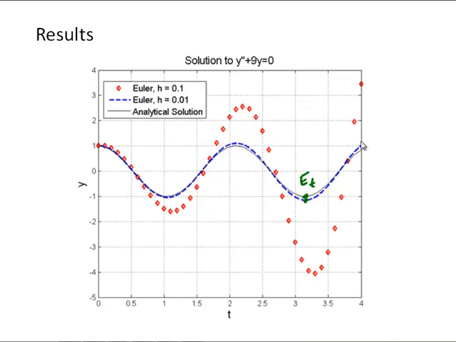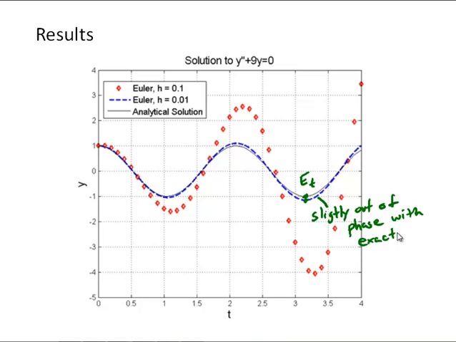We also see, if you look closely here, that the blue dash solution for h equals 0.1 is slightly out of phase. Since this is a periodic cosine function, it is slightly out of phase with the exact solution.